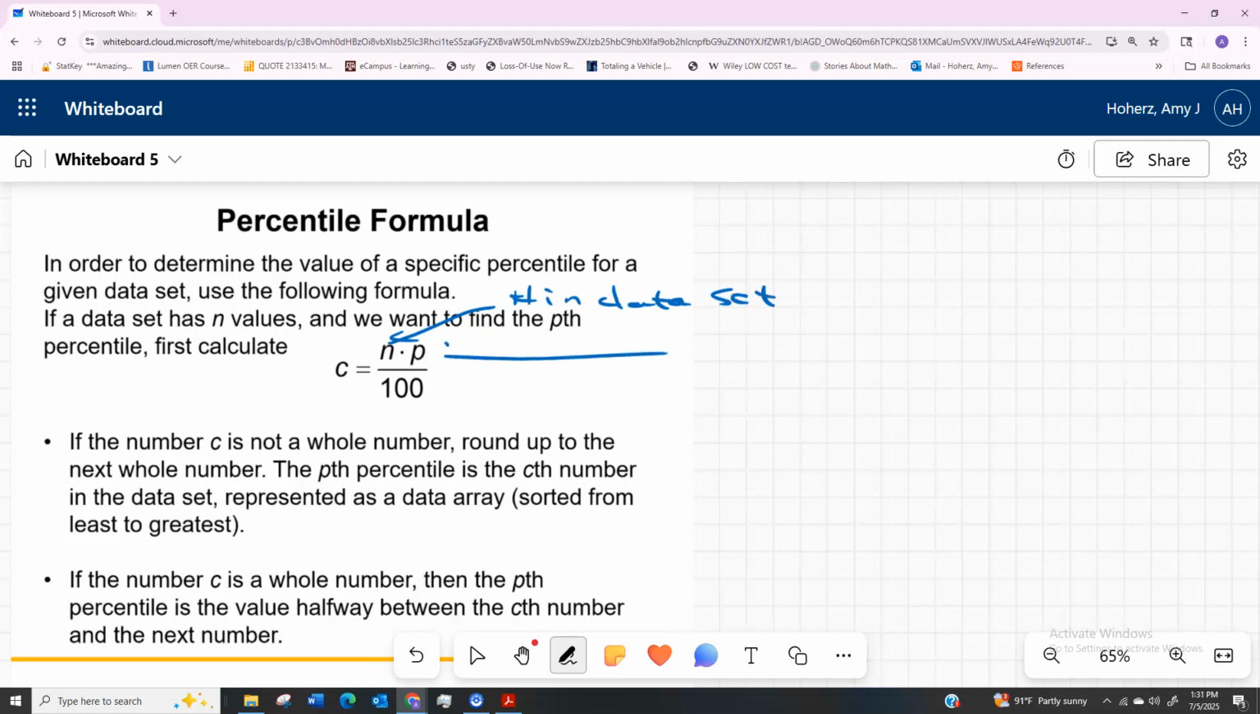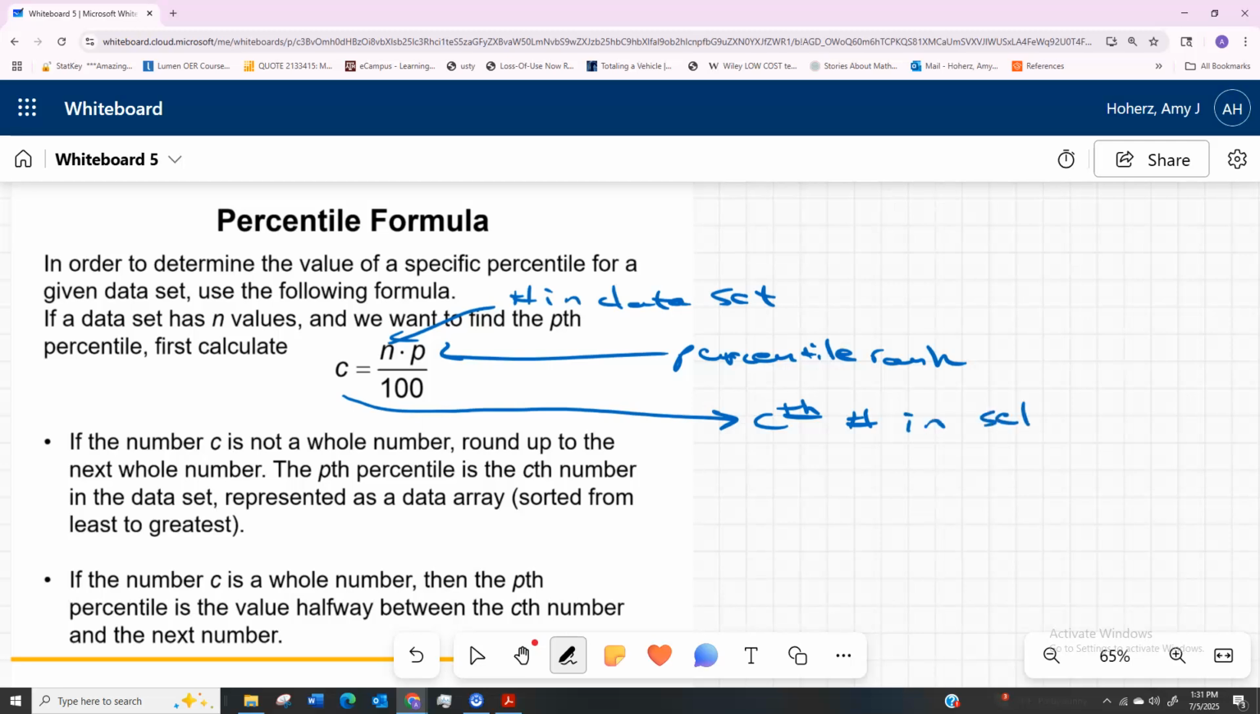And then the P is the percentile rank that you're trying to find. And then divide by 100. Since before we multiply by 100 and we're going backwards, then we're going to divide by 100. And then the C is the number, it's the count, okay? So this is the C'th number in the set, which seems, again, a little strange, but I'll show you what that means here when we get to one.